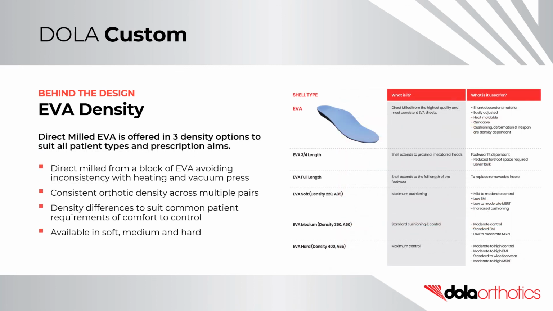Direct milled EVA is offered in 3 density options to suit all patient types and prescription aims. It is direct milled from a block of EVA, avoiding inconsistency with heating and vacuum pressing. It will give you consistent performance across your orthotic densities. The density differences are designed to suit the most common patient requirements of a balance between comfort to control. It is available in 3 densities, in soft, medium, and hard.